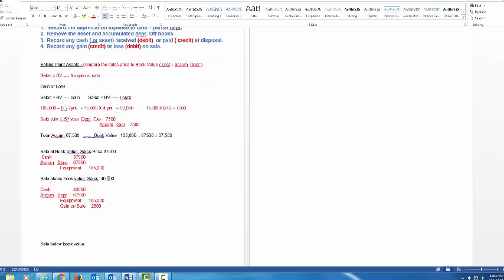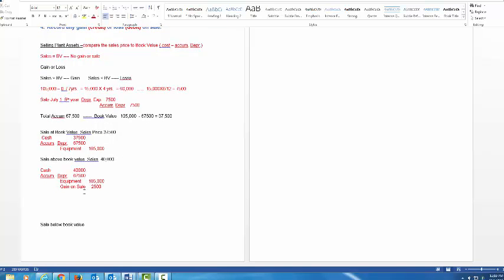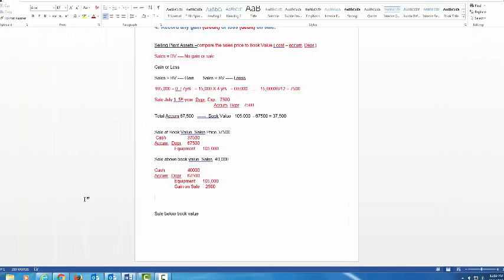So if I sell it above book value, so if I sell it for $40,000, I have a $37,500 book value, then I sell it at a gain. If I sell it below the book value, let's say, once again, just to make it simple, let's say I sold it for $30,000. So that's obviously below my book value. And so I'm going to get cash of $30,000.